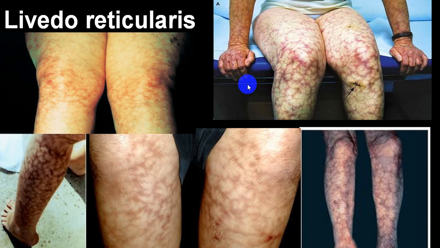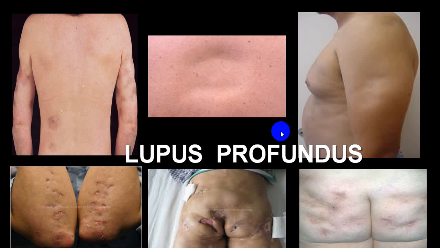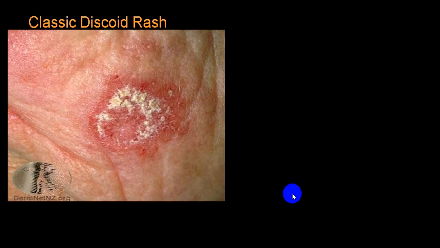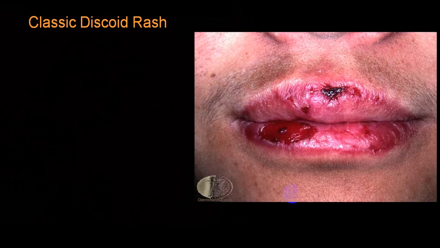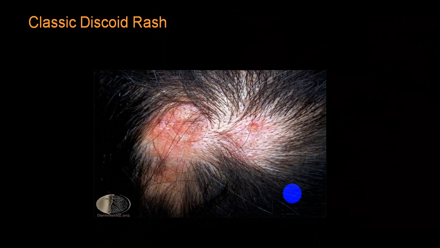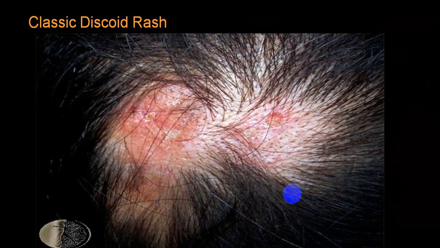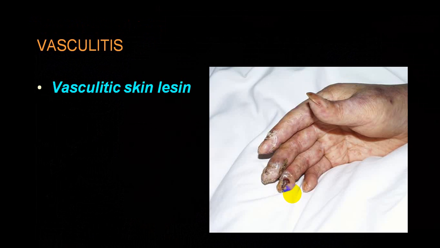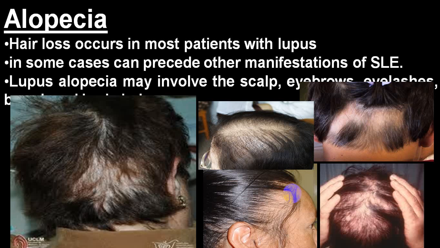This is livedo reticularis. Typical picture of livedo reticularis. This is lupus profundus. You will have scarring and fibrosis. Lupus profundus. These are all discoid rash. This is alopecia occurring along with discoid rash. This is vasculitis producing Raynaud's phenomena and ulceration and even amputation.